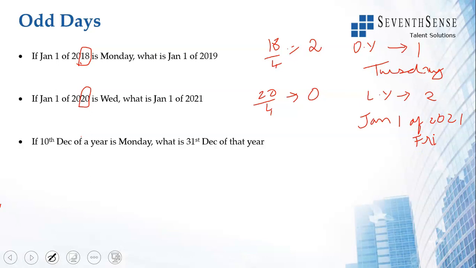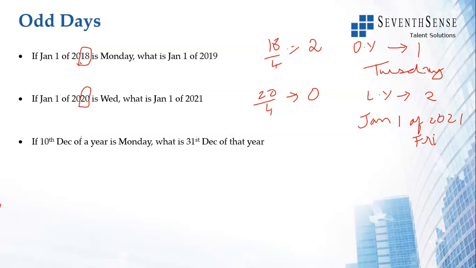10th December of a year is Monday. What is 31st December of that year? If you have to look at this particular topic, we see what are the number of days between 10th December and 31st December of that year. You will see that there are 22 days. How do you get 22? Do not do 31 minus 10. If you do 31 minus 10, you will get 21 days.